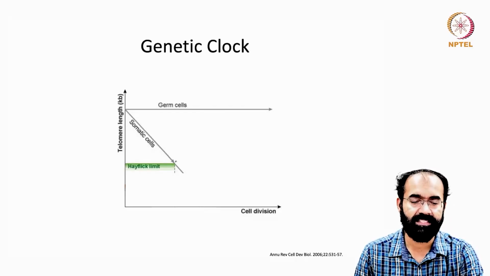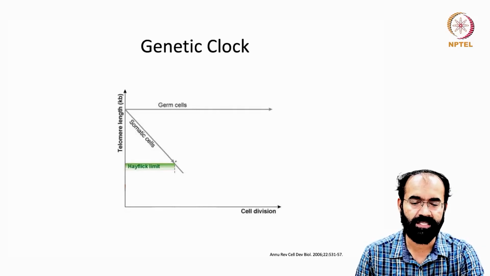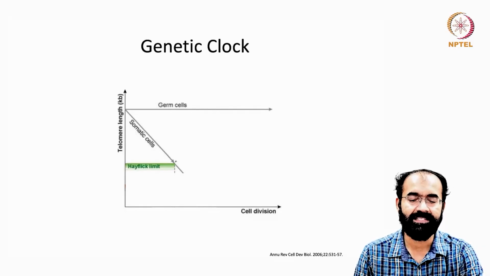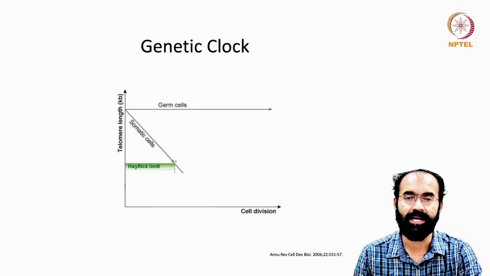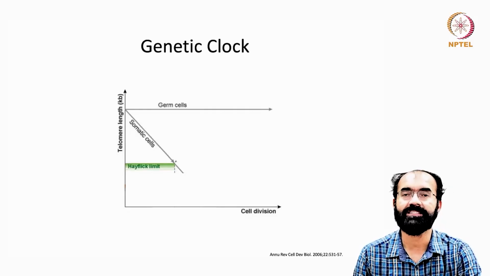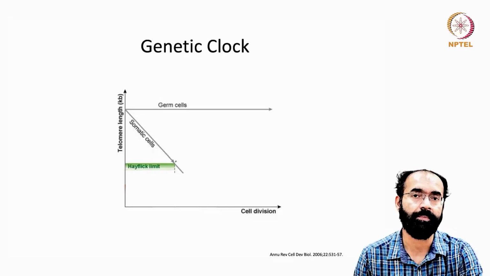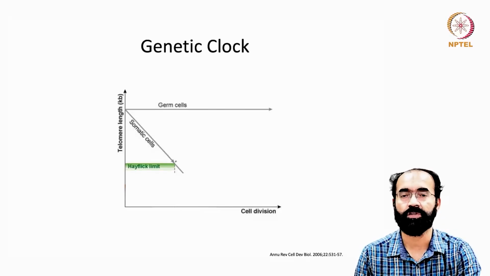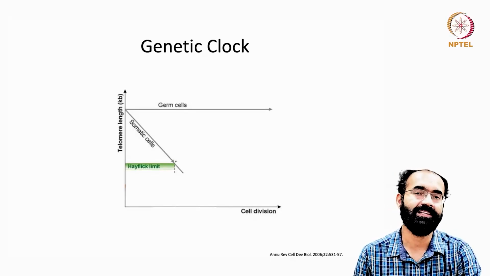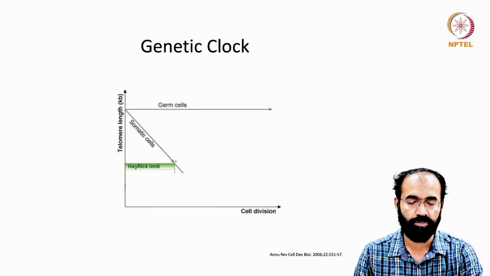So telomere length is given on the y-axis, and you have two groups of cells, germ cells and somatic cells. Cell division continues no matter which cell it is. Somatic cells also divide, germ cells also divide, as time passes. Technically you can say cell division is the passage of time or age of the cell or the organism. If an organism is living, its cells will be dividing. So it will continue.